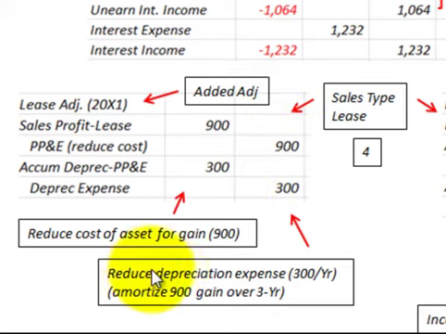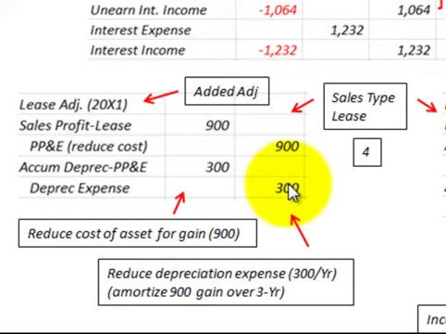And next we have to reduce the depreciation expense here at $300 per year, and that's due to amortizing that $900 gain over 3 years here, or $300 per year. So we go up to our accumulated depreciation for property, plant, and equipment. We debit that for $300, and then we go over here for our depreciation expense, and we credit that here for $300.